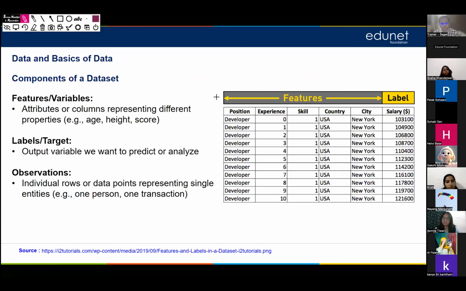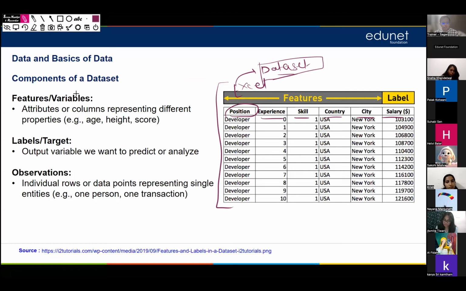All this data, imagine this is your Excel sheet. This Excel sheet can be called a data set because it has a lot of information. Position is there, experience is there, skill is there, country is there, city is there, salary is there. So let's say this Excel for now is something we call a data set that we might share with a company. Now, the company has to figure out what they will use.